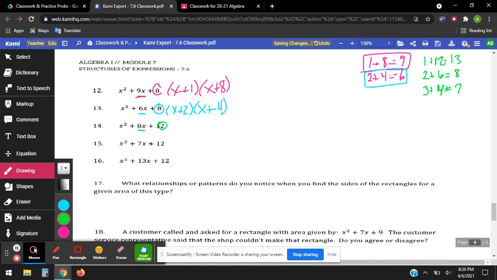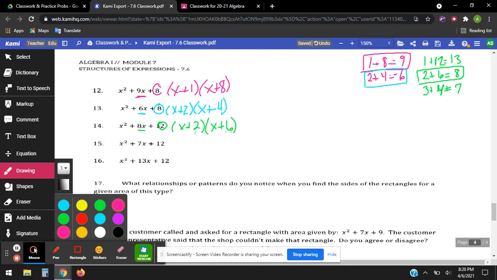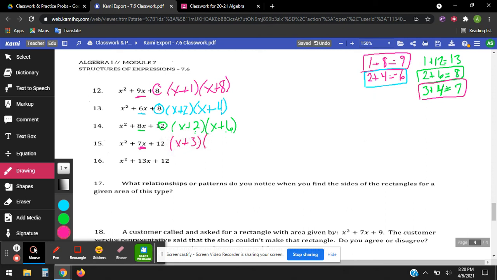I need them to add to equal 8. So that is going to be this guy right here. So x plus 2 and x plus 6. Added, they equal 8. Multiplied, they equal 12. Next one. We need them to equal 7. So I'm going to go over here. 3 plus 4 equals 7. So I need to do x plus 3 and x plus 4. Added, they equal 7. Multiplied, they equal 12.